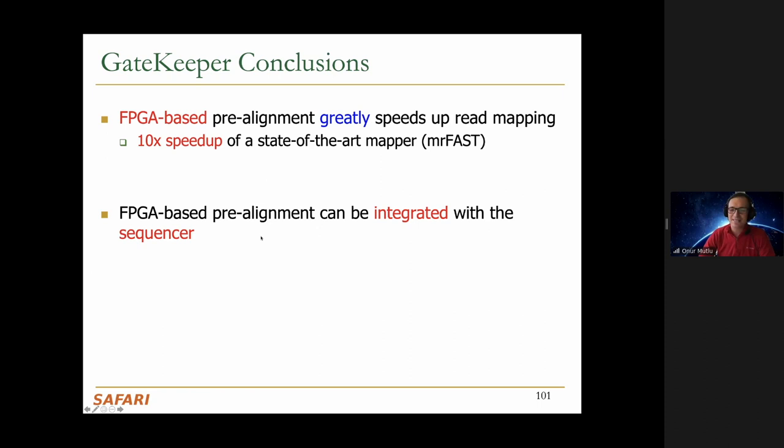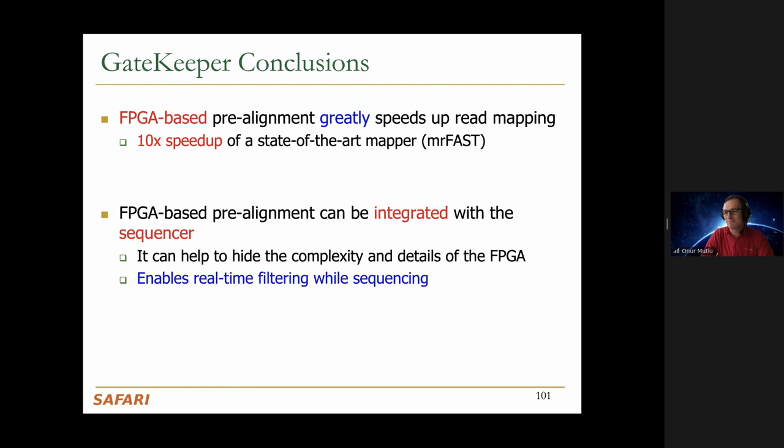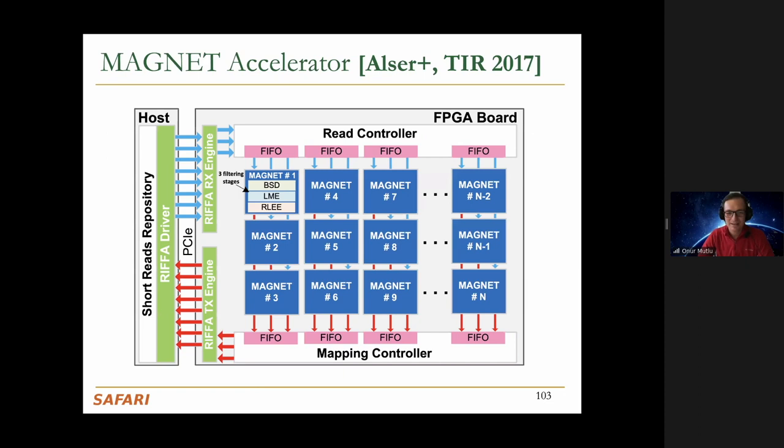So while you're sequencing, you can do some analysis as well. And this could also help hide the complexity and the details of the FPGA from end users potentially. It could also enable real-time filtering while sequencing. And this will, I think, become even more interesting when we talk about small-sized embedded sequencers like Nanopore. Okay, so we later designed another FPGA that improves the accuracy, because accuracy is a concern when you're looking at longer matches. But I'm going to tackle that in the next work in a little bit.